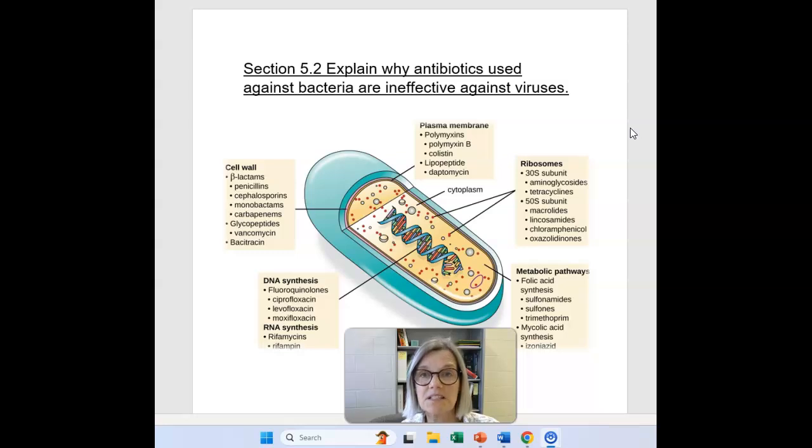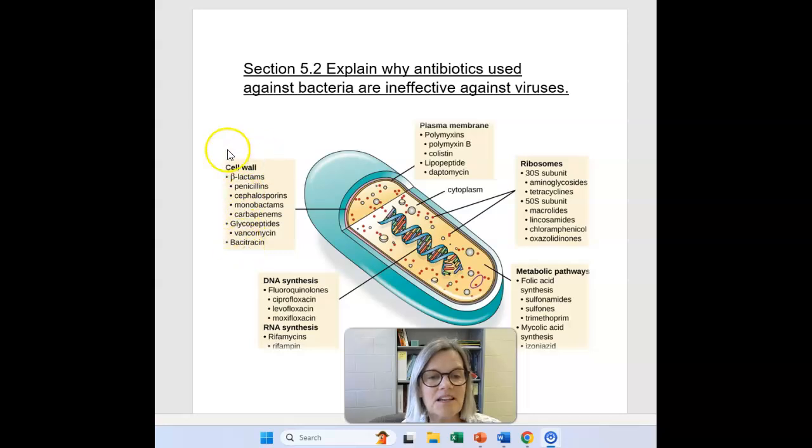Now, there are specific antiviral drugs, but I'm talking about the antibiotics that we're used to using for infections like earaches and sore throats and things like that. Things like penicillin and cephalosporin, colistin, tetracycline, things like that. Some of these things you've heard of and some of them you haven't. But let's look at how antibiotics work against bacteria.